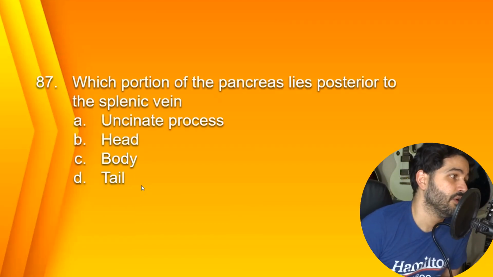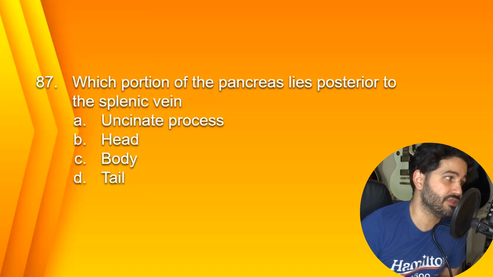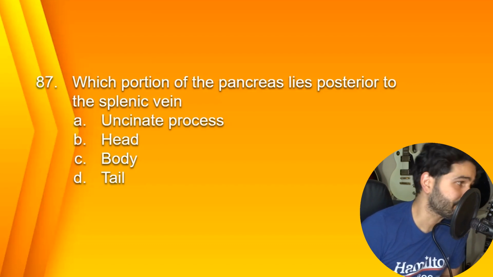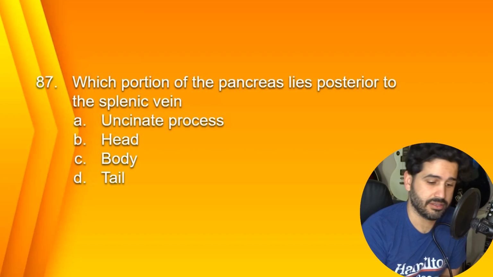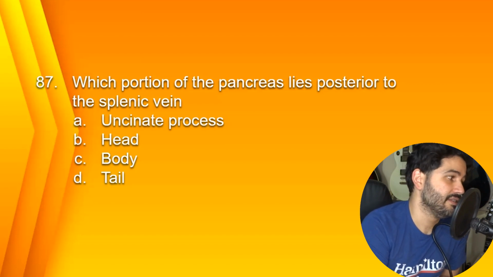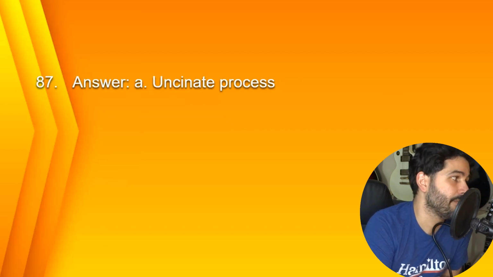Number 87. Which portion of the pancreas lies posterior to the splenic vein? A, the uncinate process. B, the head. C, body. Or D, tail. The answer is A, uncinate process.